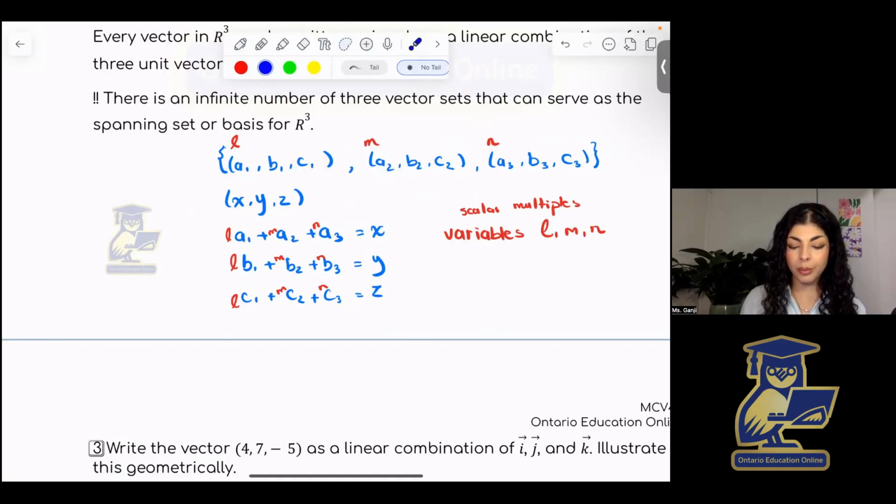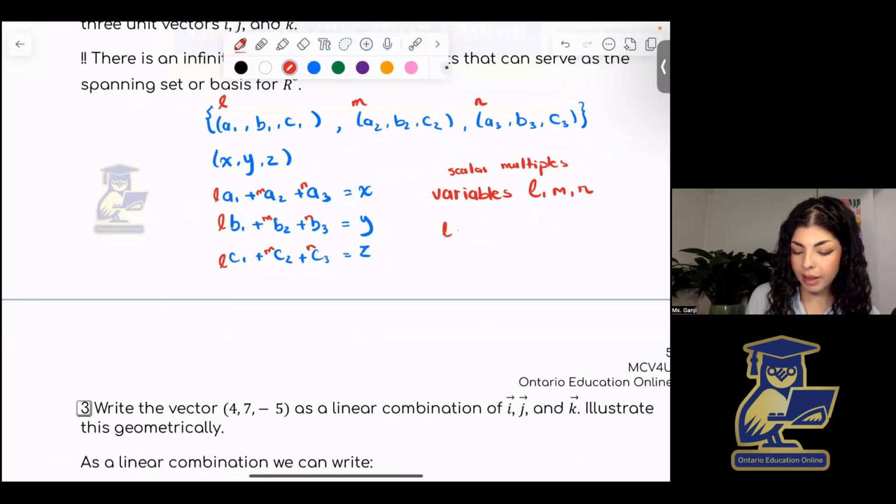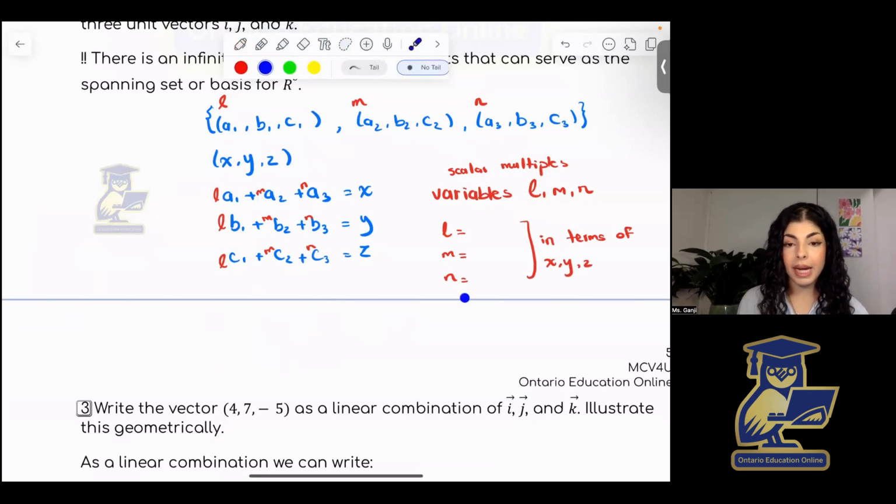So then you have three equations, three variables. And again, by the process of multiplying and subtracting for elimination, you should end up with three equations for L, M, and N in terms of X, Y, and Z, so that any vector X, Y, and Z that you're given, you will be able to find L, M, and N and form a linear combination.